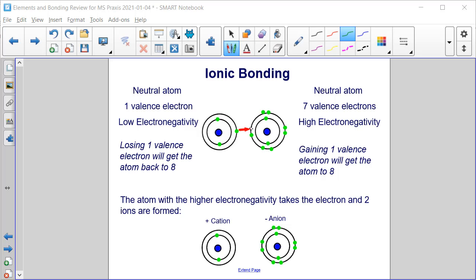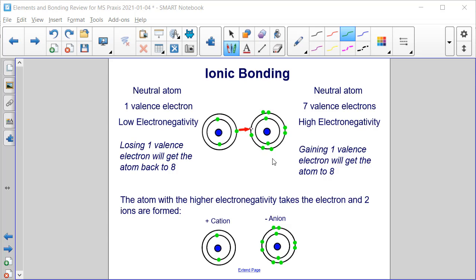Let's look at this ionic bonding in a visual way. In the top diagram, we have two neutral atoms. On the left, this outer shell has one valence electron and has very low electronegativity. On the right, in this outer shell, we have 7 valence electrons, and we would expect a very high electronegativity there, again, because gaining that one remaining electron will get the atom to 8 on the right, whereas losing this one valence electron will get the atom back to a full stable outer shell.